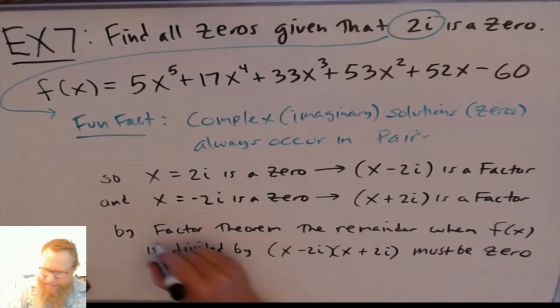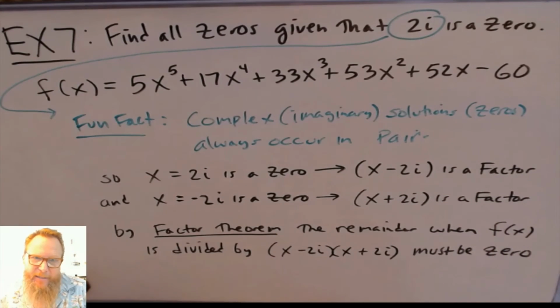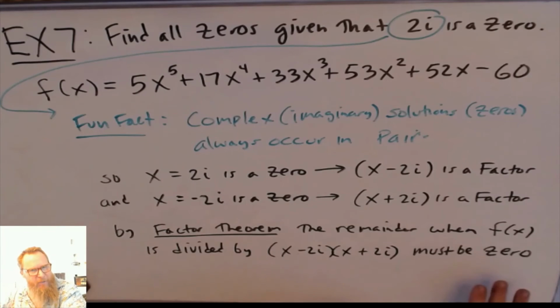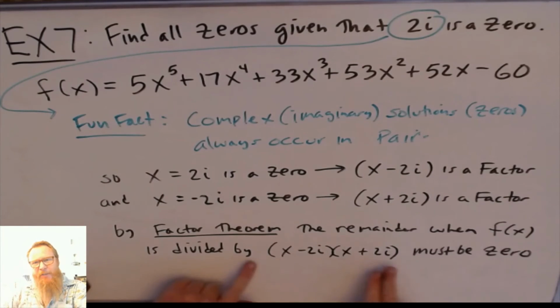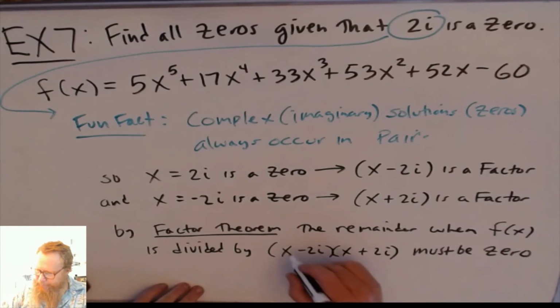Yeah, that's the factor theorem. Now that is a theorem that you need to know. Hopefully you already know it, right? If you have a factor, then you have a remainder of 0. It must be true. Okay. So let's multiply this out.